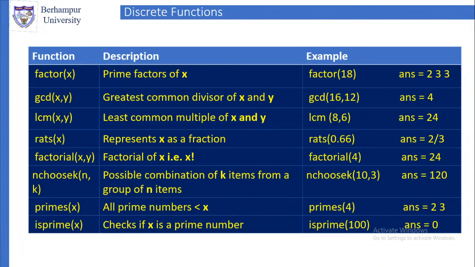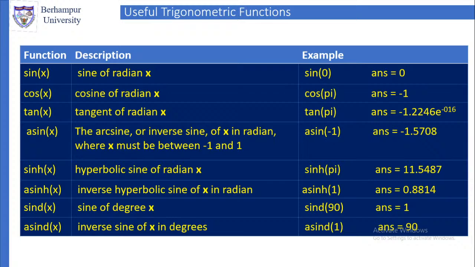Then we will go to useful trigonometric functions that we will use while writing a program. For example, let us start with sin x. This gives you the value of sin when x is in radians.